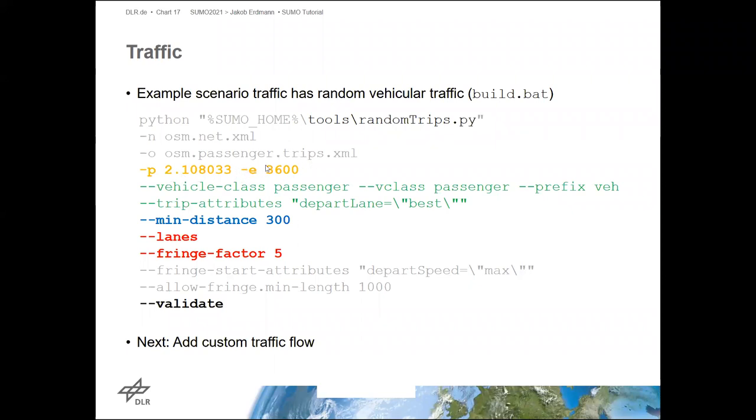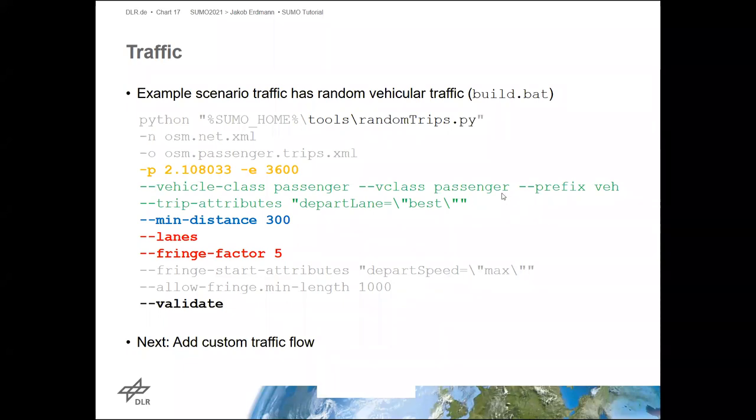So it ends at 3,600 seconds, 1 hour of traffic. And then there's the P parameter, the period between insertions. So this was somehow based on the size of the network. For a larger network, you want more cars typically. So in this network, every 2.1 seconds, a new car was inserted on a random edge, on a random road, so to speak, and driving to some other random road.